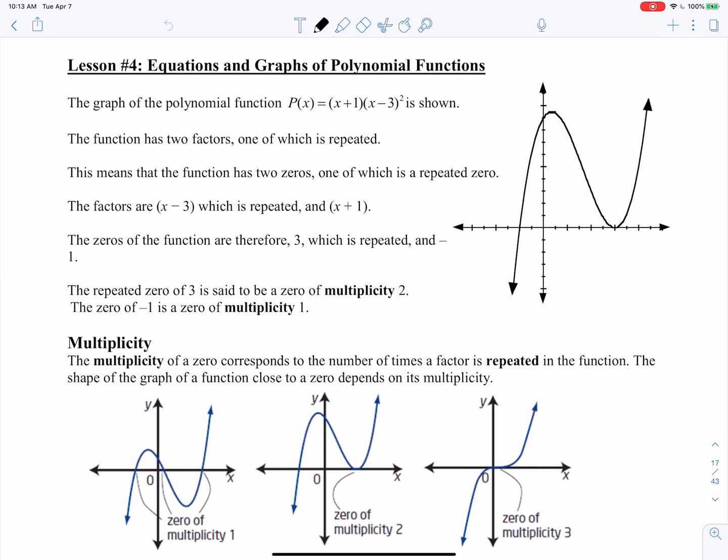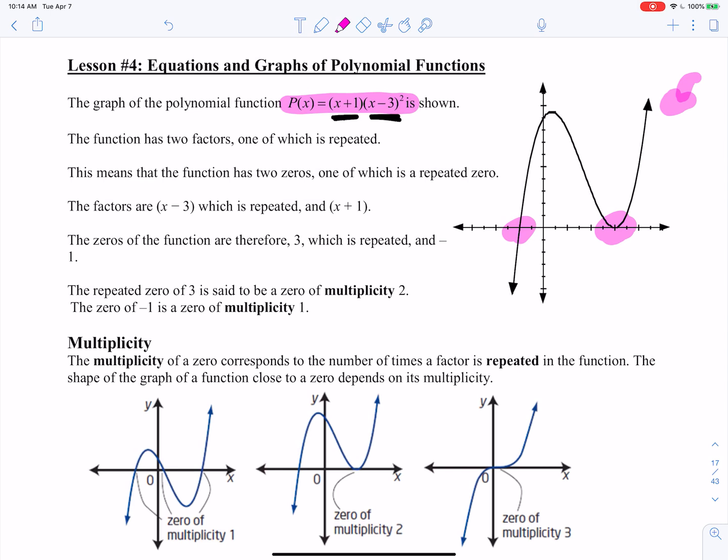All right, here we go with the graphs of polynomial functions. What we're looking at here is the graph of this polynomial. And what we want you to really pay attention to is we have two factors here, x plus 1 and x minus 3, which is squared.